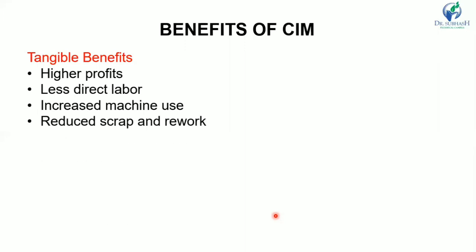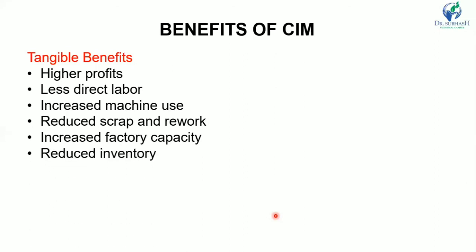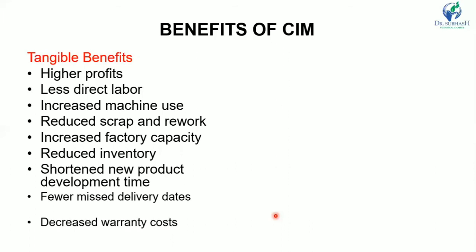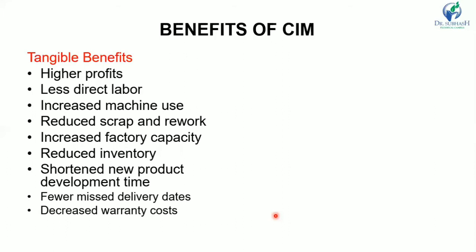Reduce scrap and rework: since we are using computers, we can reduce scrap and rework and minimize rejection. Increase the factory capacity. Reduce inventory. Shorten the new product development time. Fewer missed delivery dates, or we can say we can produce the product in time. We can also decrease the warranty cost.